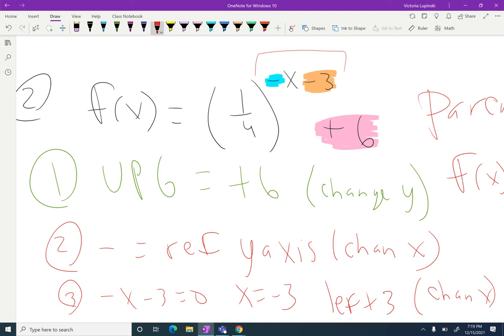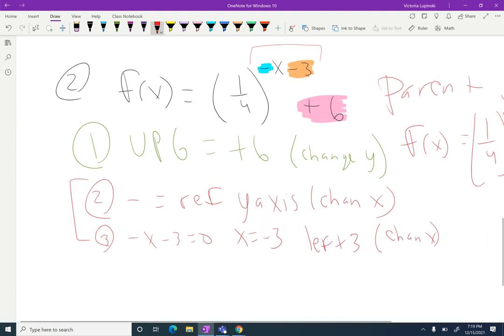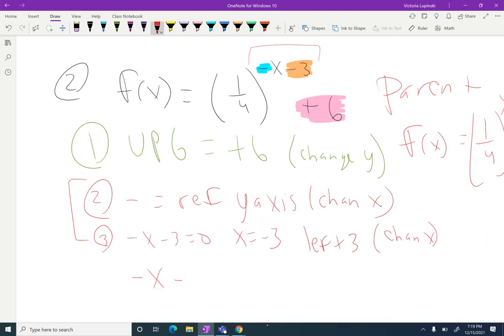And again, if you want to make these two things a little bit clearer, you can take the negative x minus 3, factor out the negative, and then once you separate that out, it's a little easier to see that this is the reflection and this is the left 3. So feel free to do that factoring if it's helpful.